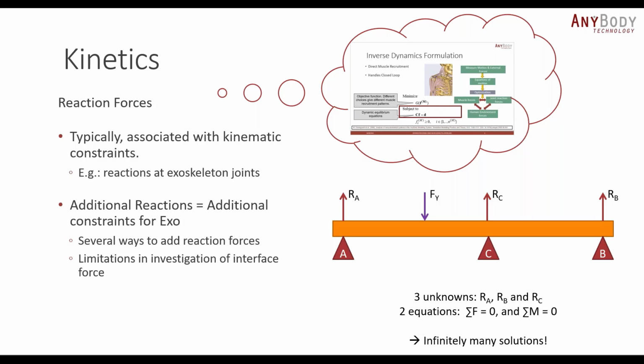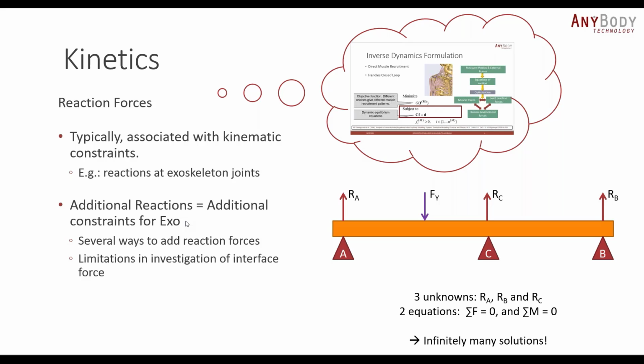So you can have purely kinematic constraints that work at the kinematics level, and then you can have reaction forces between different segments, which work at the kinetic level in the inverse dynamics analysis. These reaction forces are then entered into the dynamic equilibrium equations, and we are faced with the requirement that the additional reactions in the model must be equal to the additional constraints that are needed for the exoskeleton.